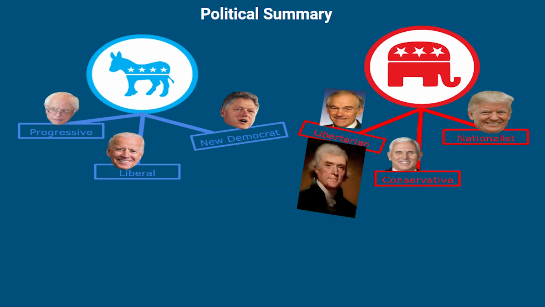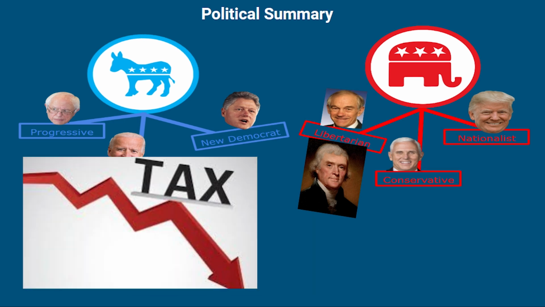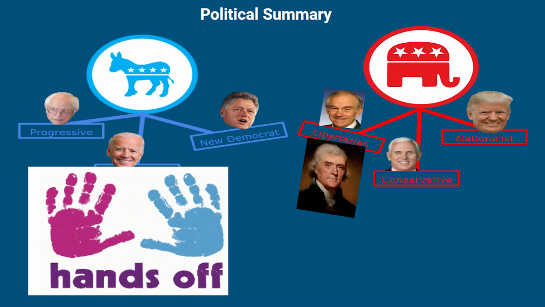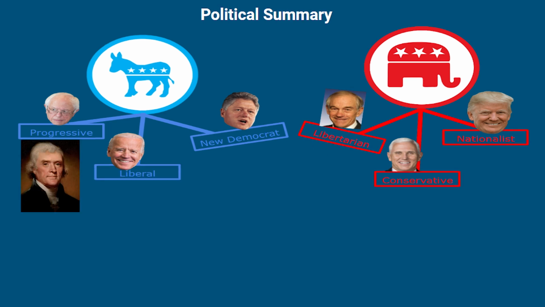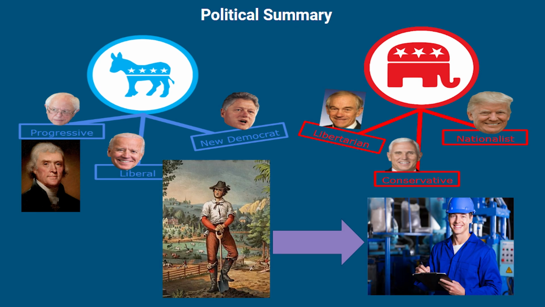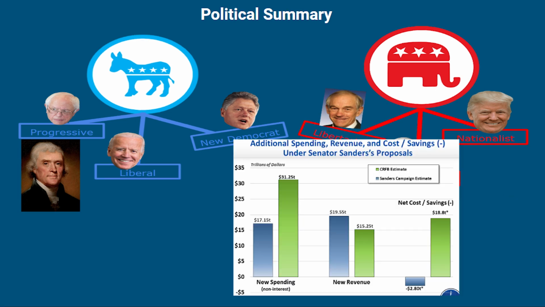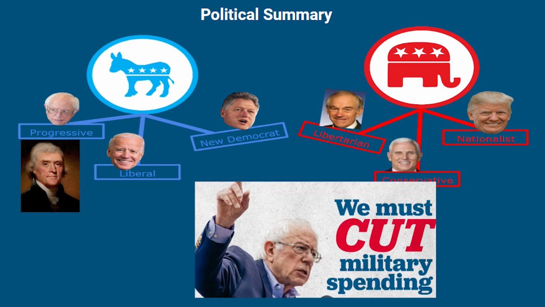So Jefferson would probably be part of the libertarian wing of the Republican Party just because he advocated for low spending, low taxes, and a hands-off approach. However, it's possible that Jefferson might end up being like a Bernie bro or something, with blue-collar workers being the new yeoman farmer. But probably not, though, because he'd definitely be against all those massive spending proposals and high taxes. But he would agree with Bernie on cutting military spending.